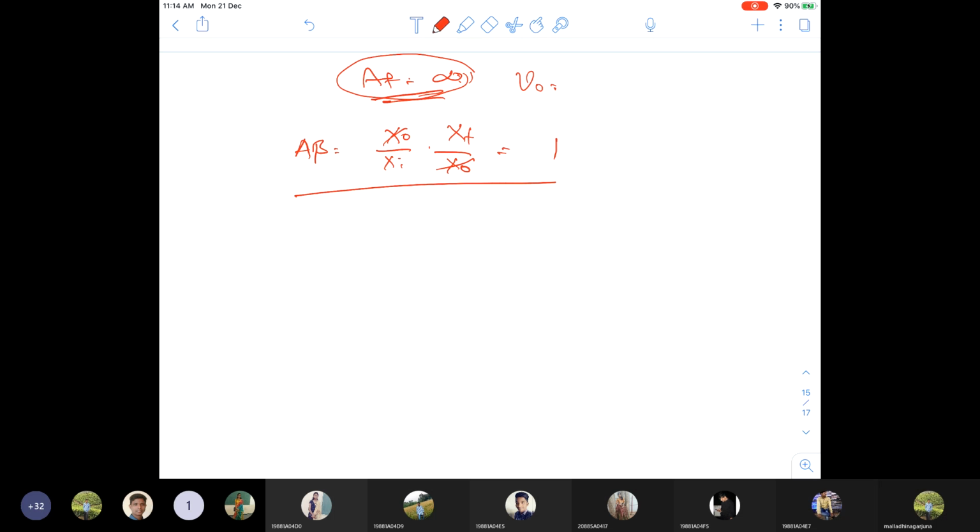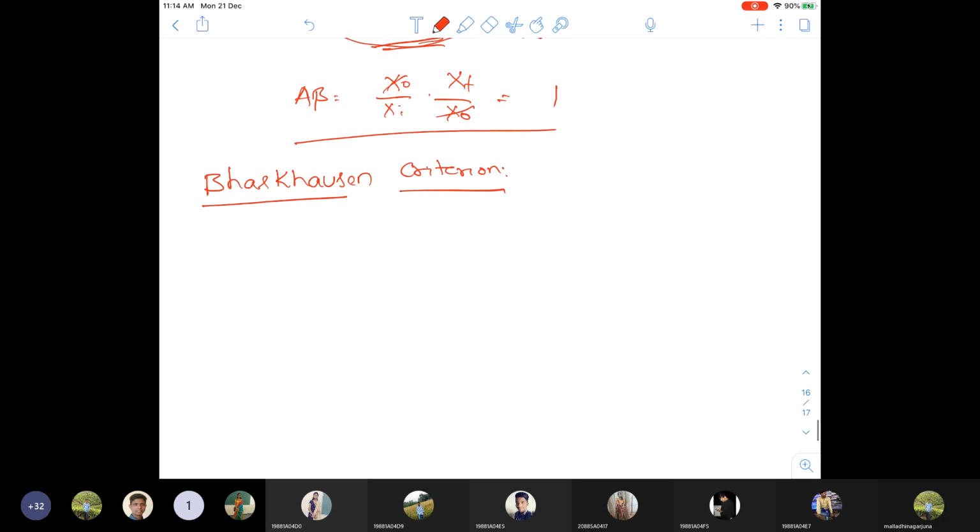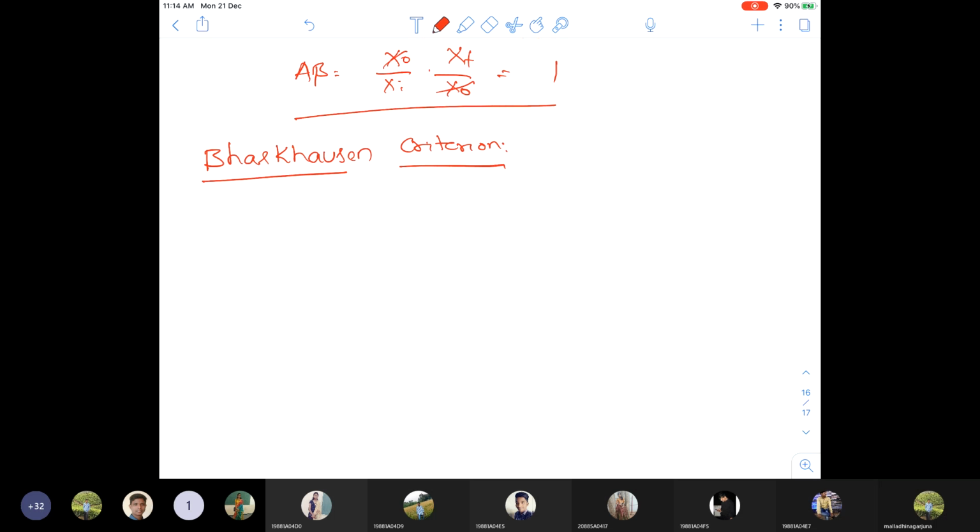Okay, so this is the one. Next, the most important factor is Barkhausen criteria. Barkhausen criteria, most important factor. So now, the conditions of the oscillation. In Barkhausen criteria, there are two important points. So the first point is, I will draw the circuit again, the basic block diagram.